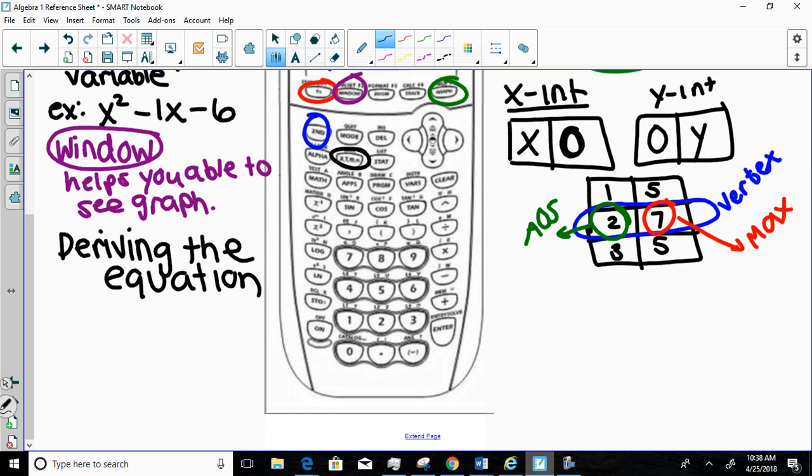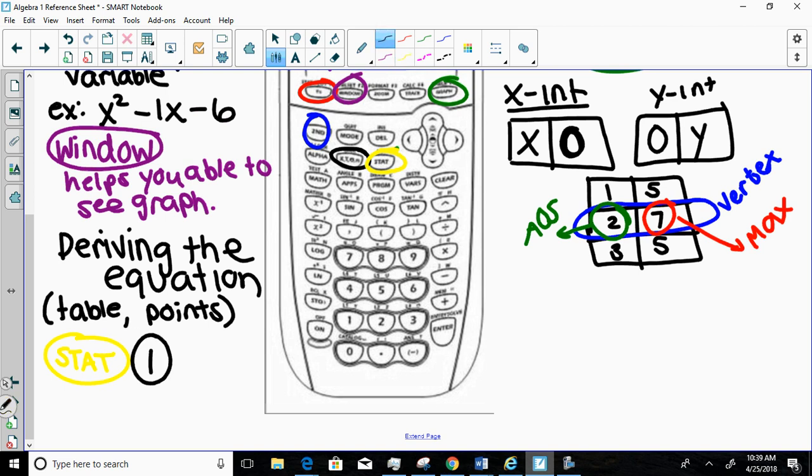Deriving the equation. That's if we're given a table, right? We can use it as a table, or if we're given points, or if it says line of best fit, we know we need to get the equation. I always make sure you're paying attention. So what we do is I had that video, but I'll just do it on here. So we click stat. Sorry if you can't see that. Stat. And then you click on 1, which is edit.